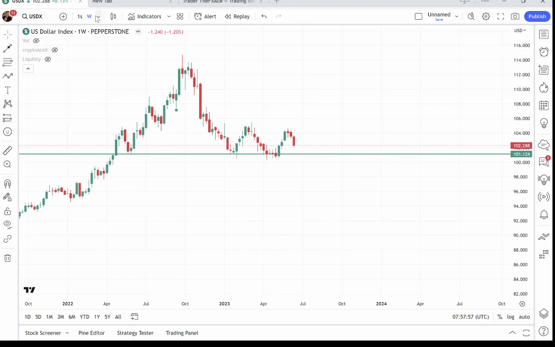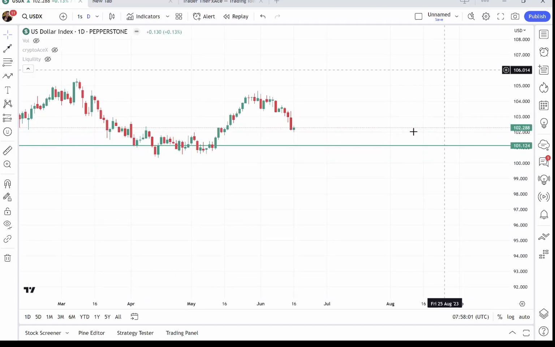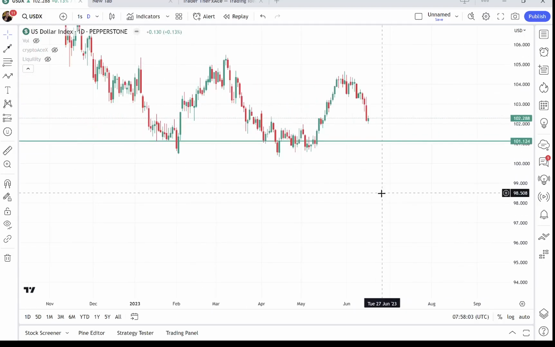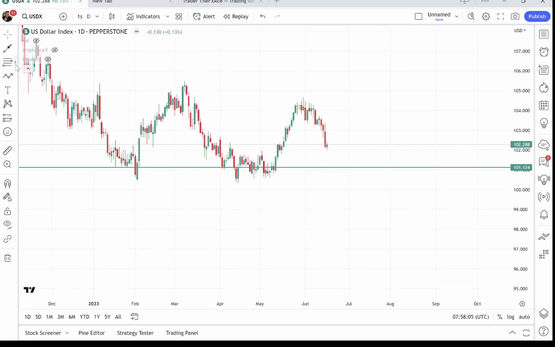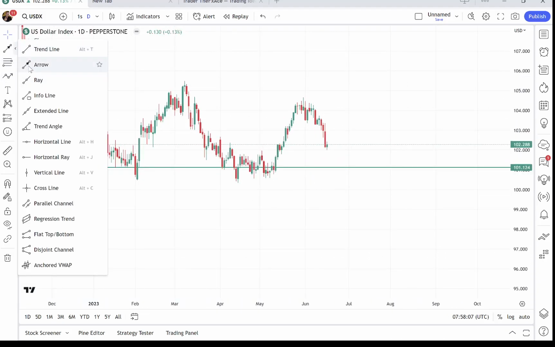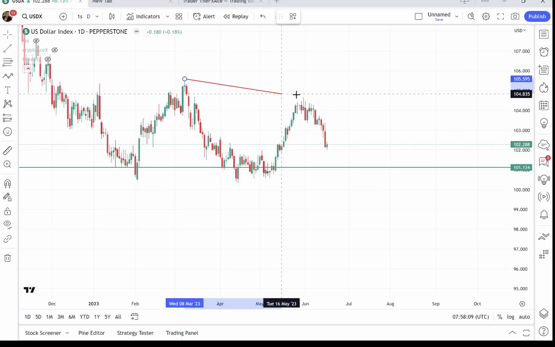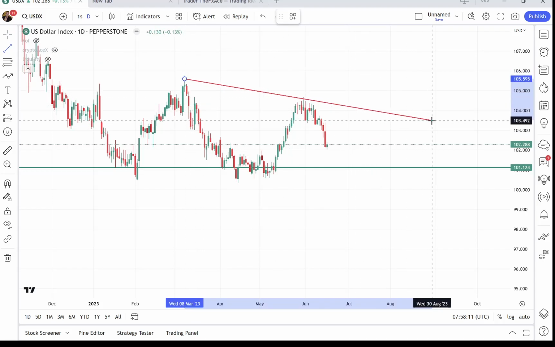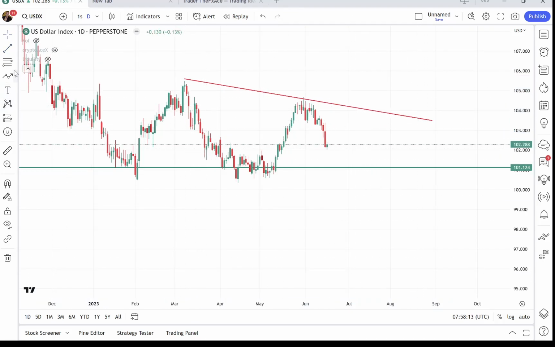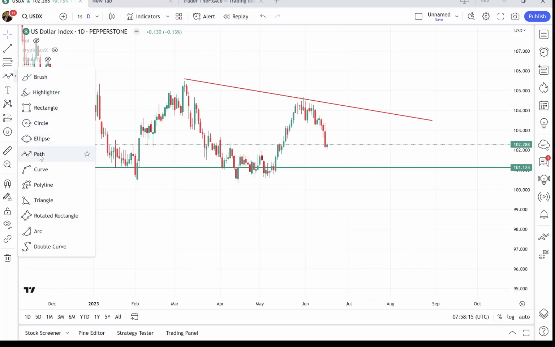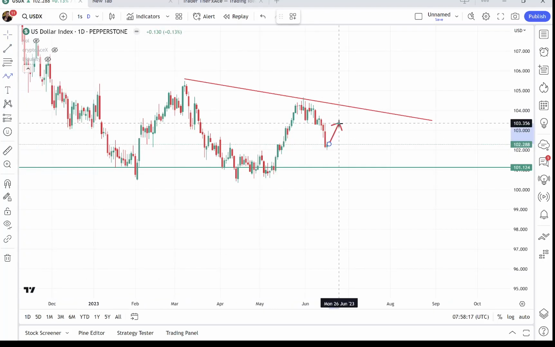If you want to get in on the sell idea, you probably need to zoom into the lower time frame charts. Again, we're starting to get a bit of a trend line here. You would want to have the dollar retrace back up to this area here, and then a move down.